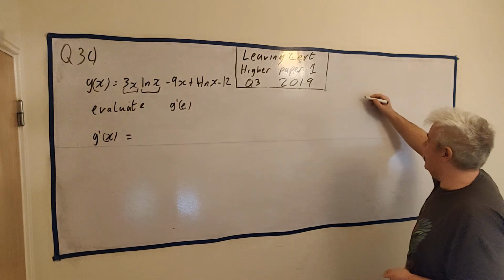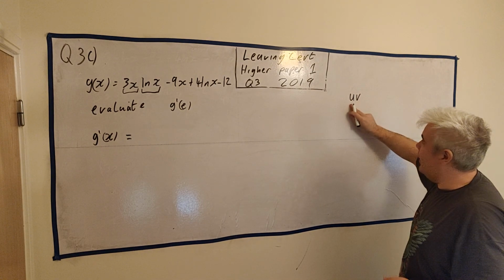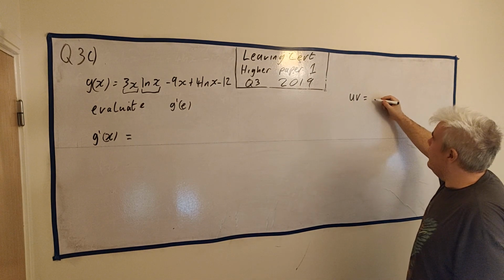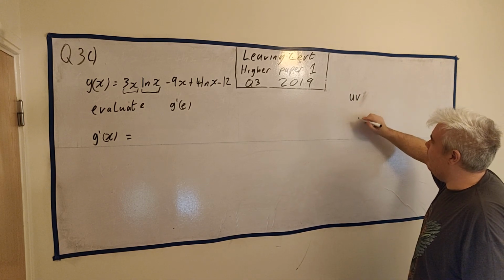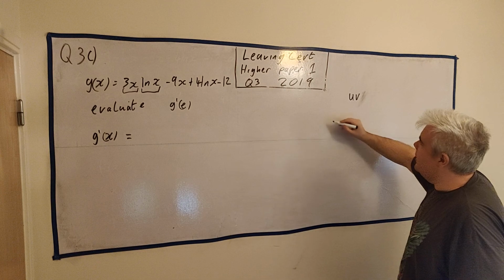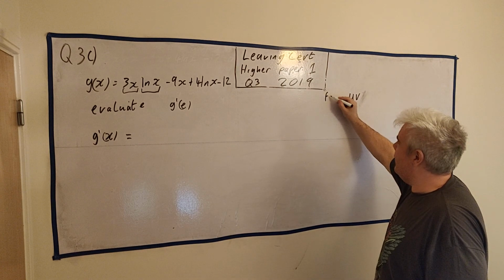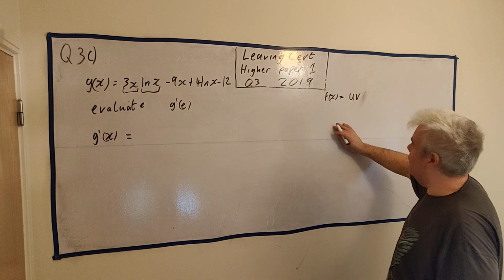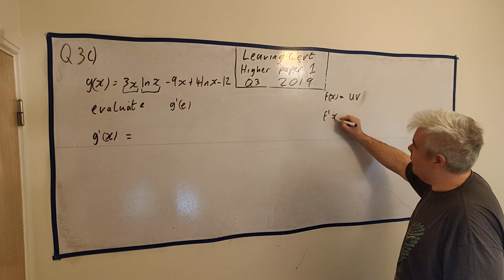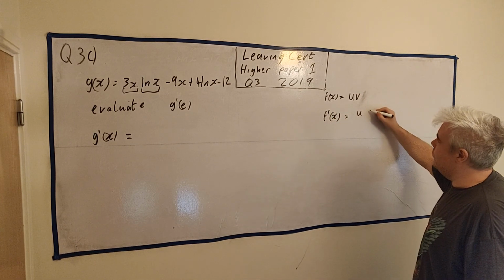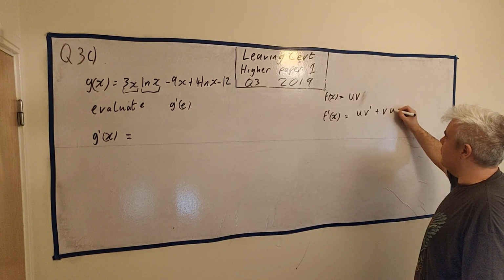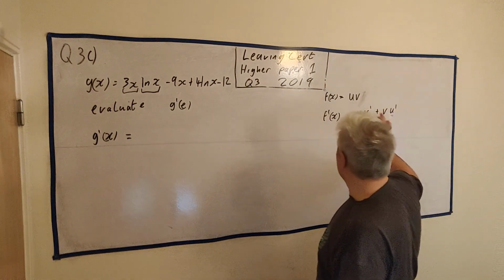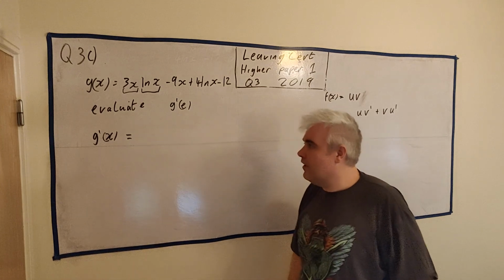I'll write the product rule here. When we have two things multiplying, u times v, the derivative, let me write this: f of x equals uv, and the derivative of f is equal to u v prime plus v u prime. Sometimes you see that the other way around, I just remember it that way.